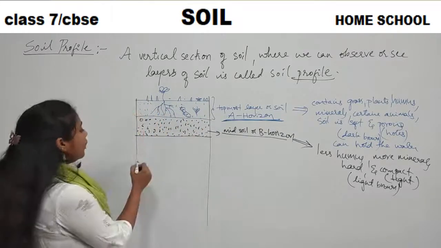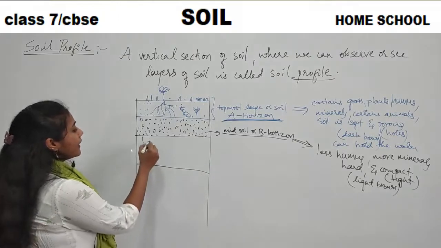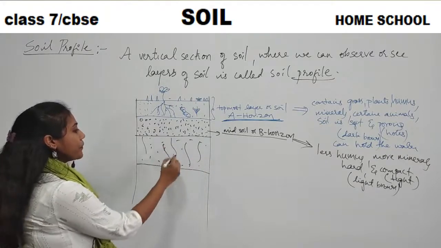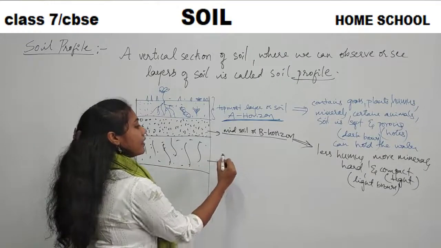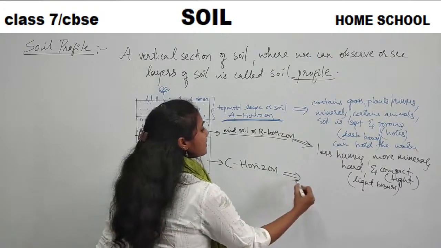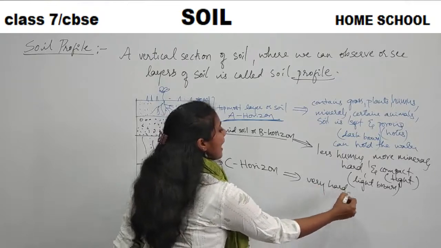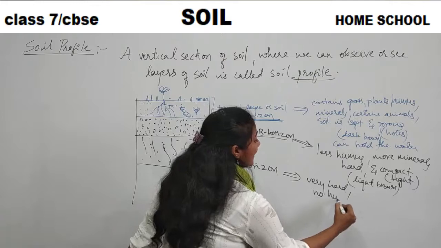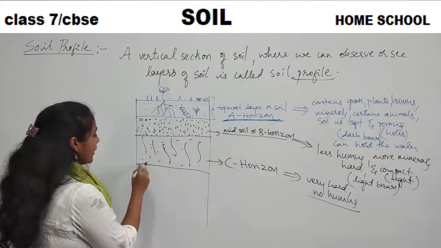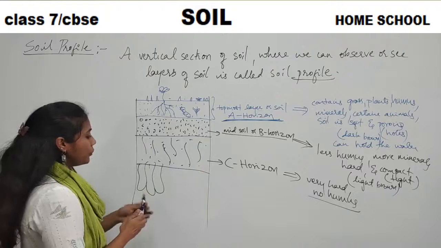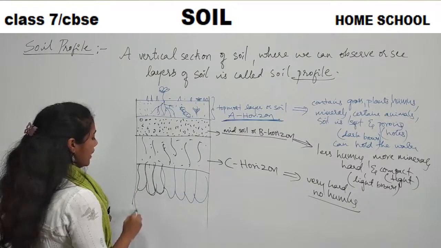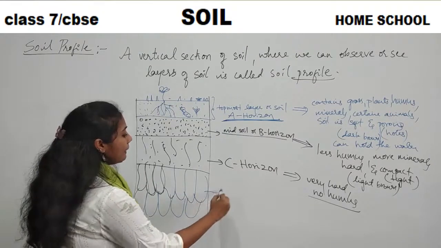Clear? Okay. So below this, you have another layer. Okay. You have another layer where in this layer, you will find cracks. You will find cracks. And this layer is called C horizon. Okay, and C horizon is very hard. It's very hard. And here you will not find any humus. There is no humus here. Okay. And below this C horizon, you will find big rocks. And this layer is called bedrock. This is called bedrock region.